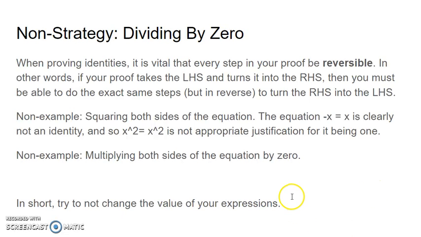So the short version here is just don't try to change the value of your expressions. Just take one expression and work with it, doing algebra techniques and simplifying, and hopefully getting to the other one. Or failing that, taking each in turn and working with each individually until you find something that is common to both. You can do that too.